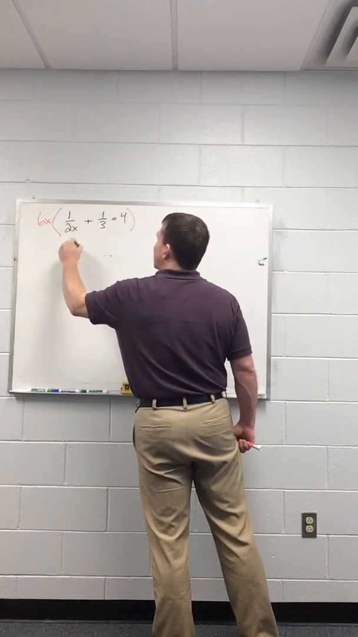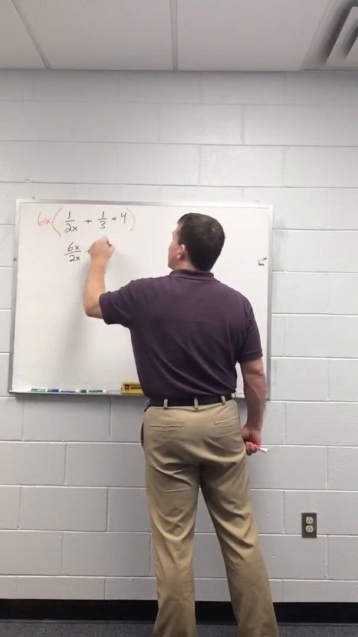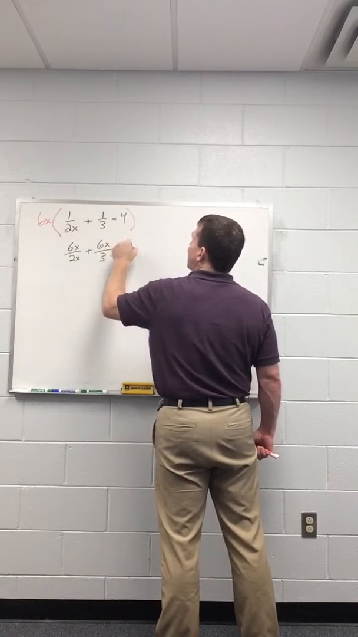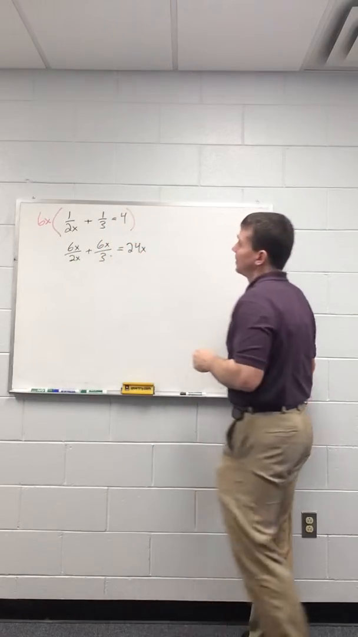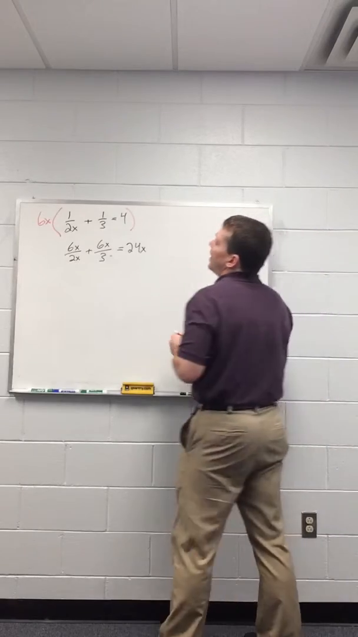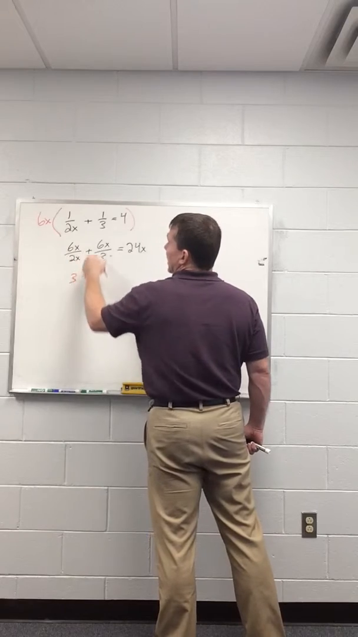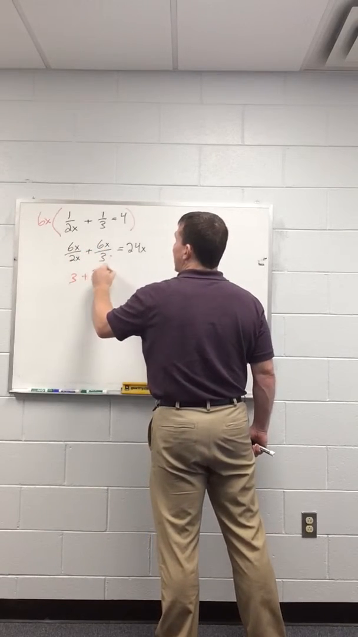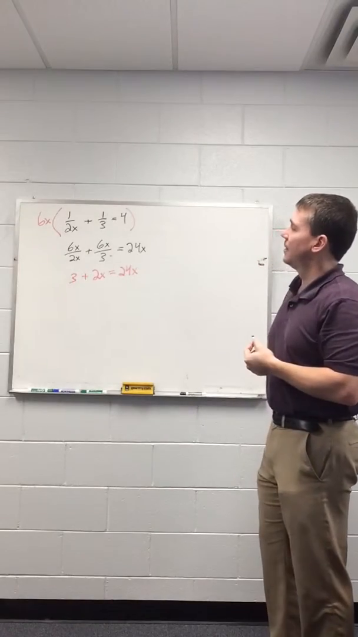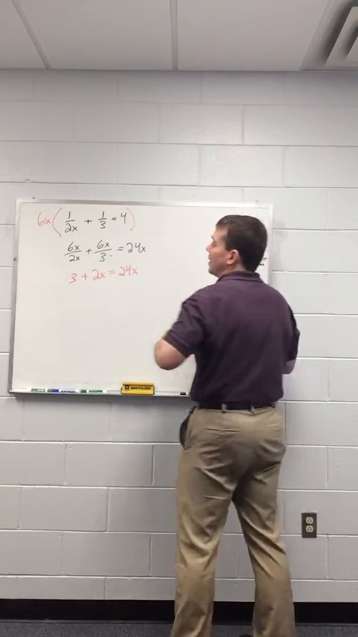6x times 1 is 6x over 2x, plus 6x times 1 is 6x over 3, equals 6x times 4, which is 24x. Now cancel and reduce. 6 over 2 is 3, and the x's cancel, plus 6 over 3 is 2x, equals 24x. And now I have a nice simple equation, no fractions. I can solve for x and be good.